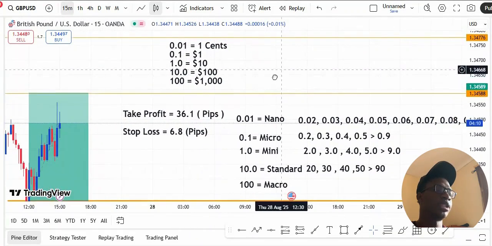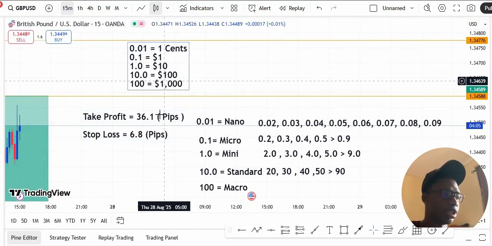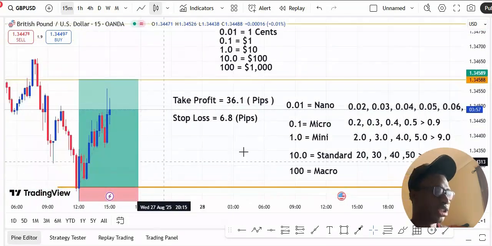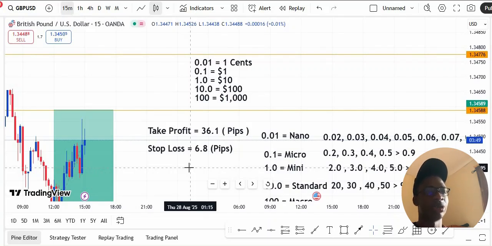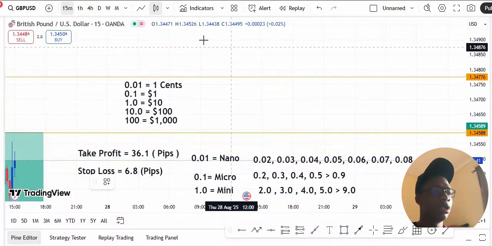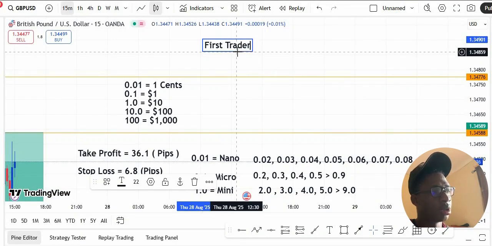So if we are to do the same analysis on this take profit, this is a pip, so we want to be calculating it in pip. Let's say for example 3 different traders get into this buy trade on GBP USD. The first trader used 0.01, the second trader used 0.1, the third trader used 10.0 lot size. So how much are they going to make? For the first trader, he used 0.01, which is 1 cent.